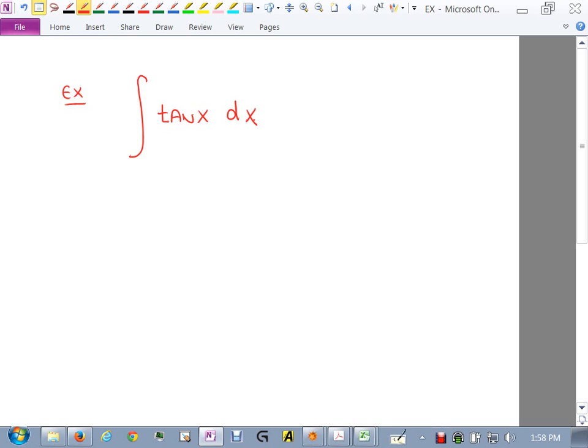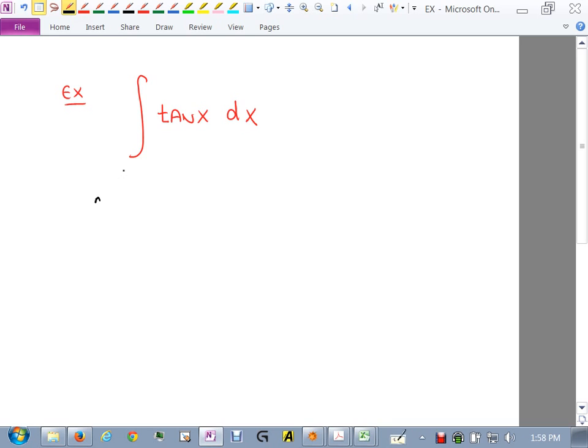You spend the first third of Cal 2 suffering through techniques of integration. This one's the easiest, but it is the most essential. You have to know substitution before you can do anything else. Okay, so how does substitution work?